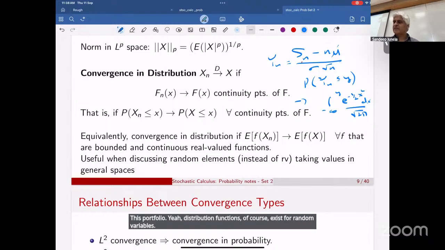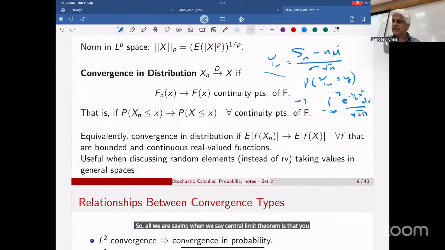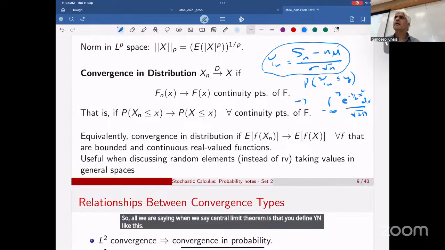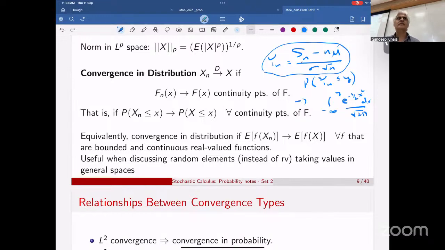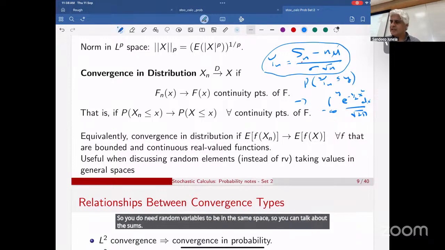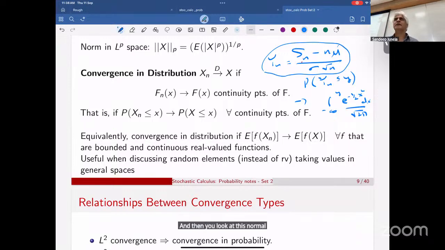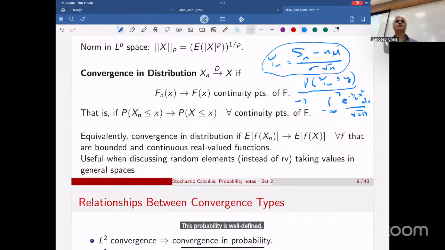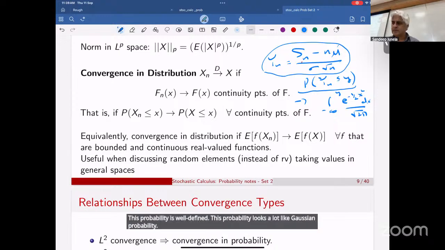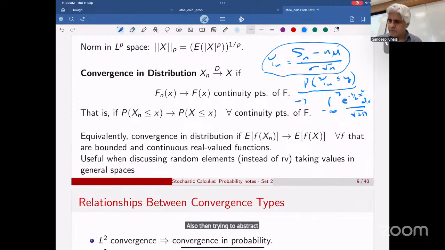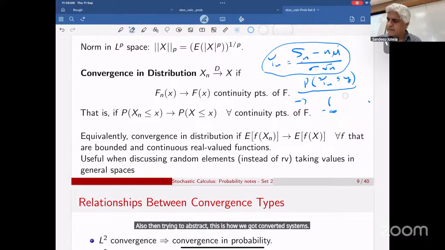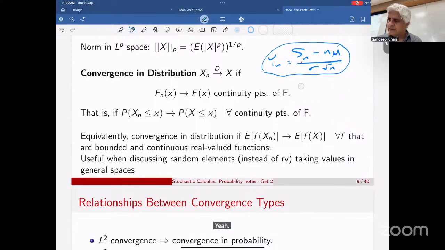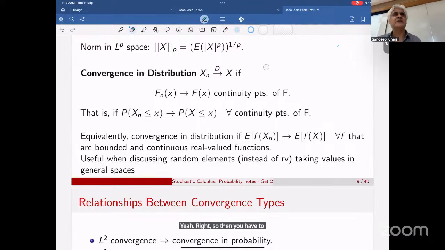So all we are saying when we say central limit theorem is that you define Yn like this. You do need random variables to be in the same space, so you can talk about the sums. Then you look at this normalized random variable, whose mean is now 0 and variance is 1. This probability is well defined, and it looks a lot like Gaussian probability. Trying to abstract this is how we got convergence in distribution. So you have to understand what we are saying when we say this.